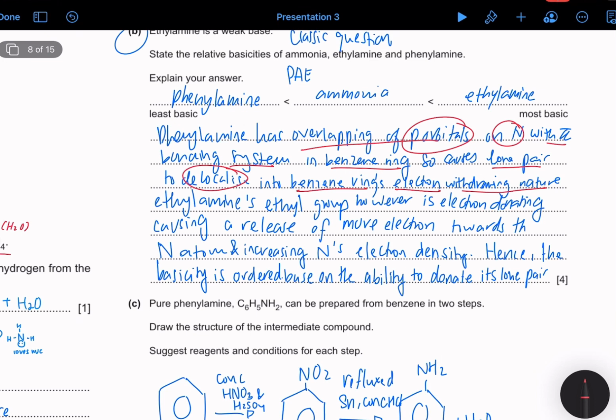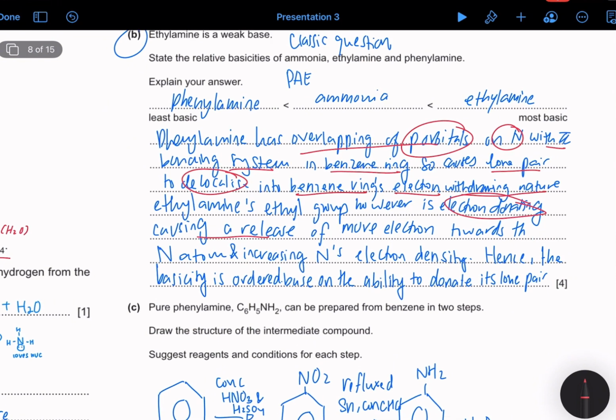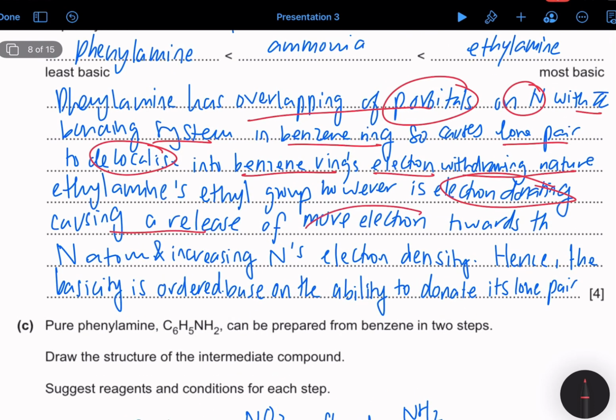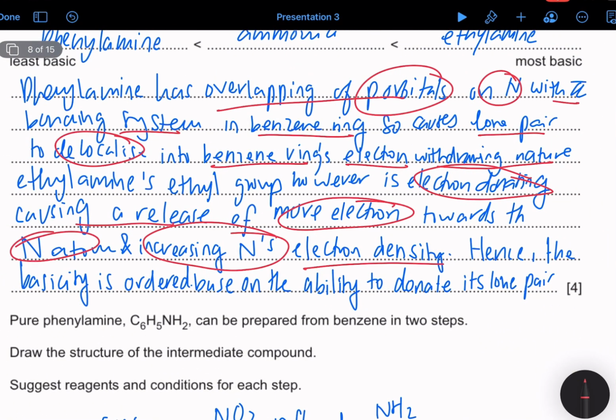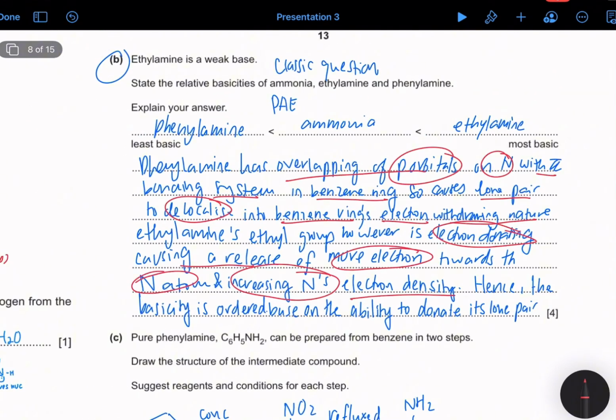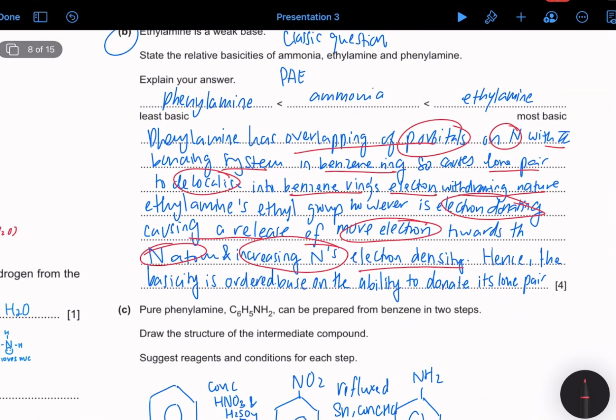But for ethylamine, it's a different story. Ethylamine's ethyl group, however, is electron donating, and this causes a release of electrons towards the N atom, increasing the N's electron density. So because of this higher electron density, the basicity is increased. So your ethylamine has the largest basicity, and the basicity is basically ordered based on the ability to donate its lone pair.